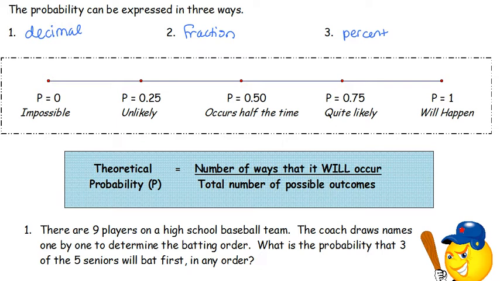Generally, you probably are familiar with what we call theoretical probability. Theoretical probability is the number of ways that it will occur divided by the total number of possible outcomes. And theoretical probability is just theoretical because it's made up. We're saying, given a situation, what would most likely occur. We're not actually doing the situation.